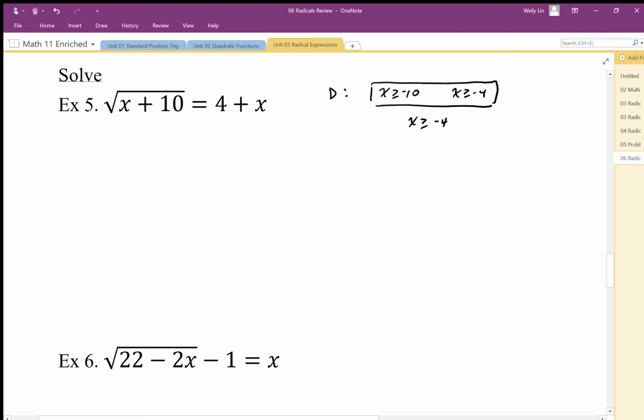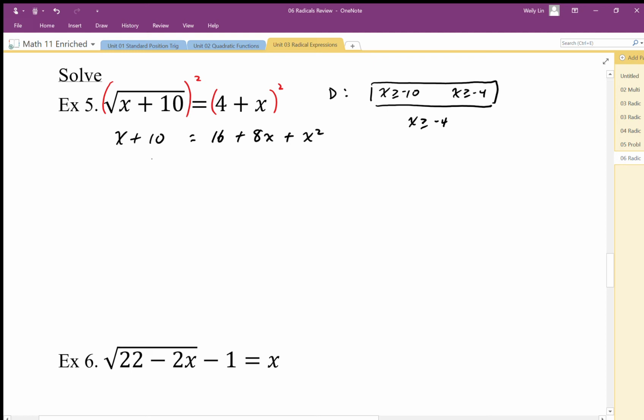So we go ahead and solve this. We need to undo our square root. Remember to FOIL this out. We need to expand that properly. So here we end up with x plus 10. Here we end up with 16 plus 8x plus x squared.